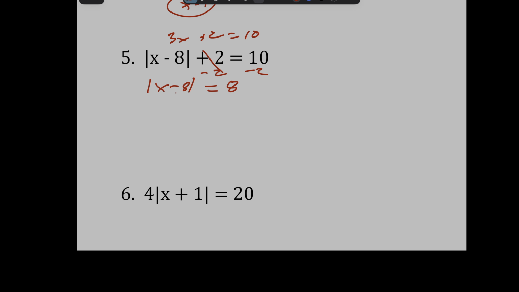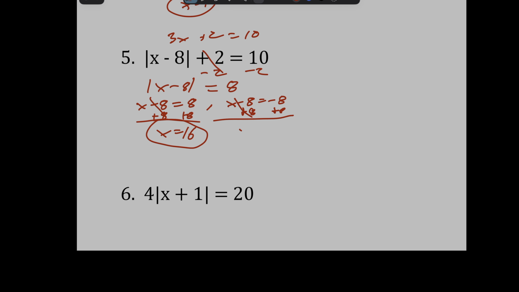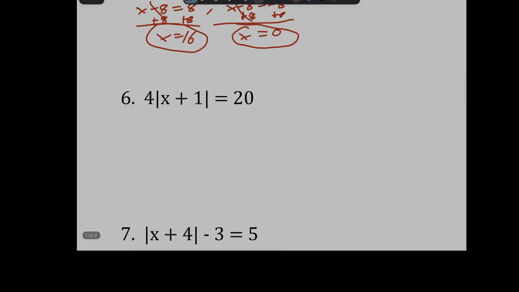Okay, now that the absolute value is by itself, now I can write the equation twice. x minus 8 equals 8. x minus 8 equals negative 8. And now I'm just going to add 8 to both sides. Boom, boom, boom. x can be 16. And then also, I'm going to add 8 to both sides, and x is going to equal 0. Okay? And there you go.